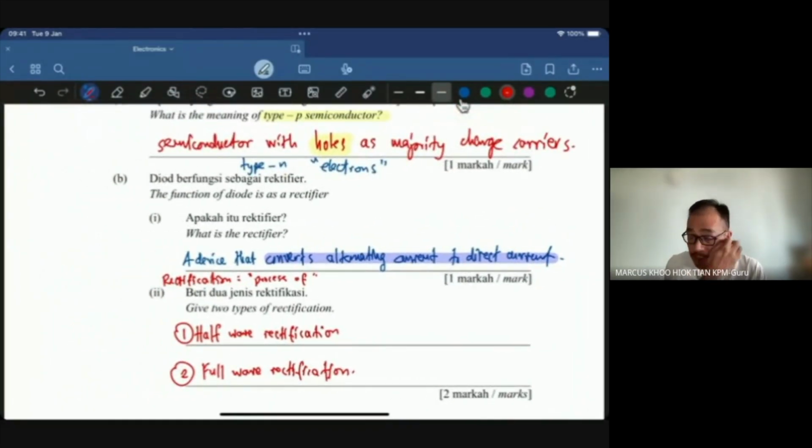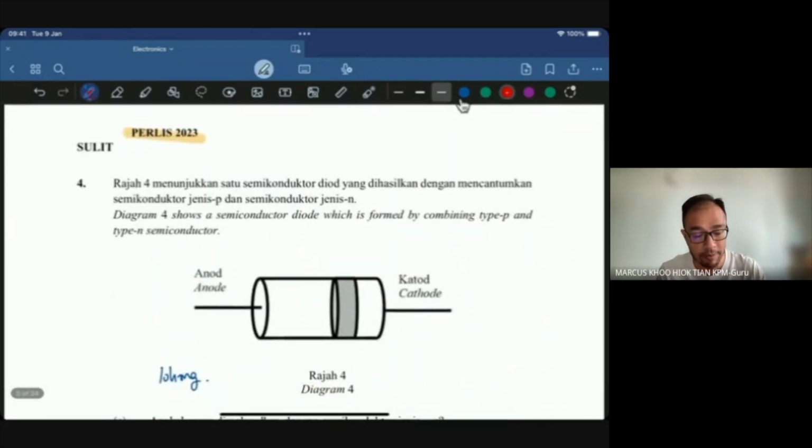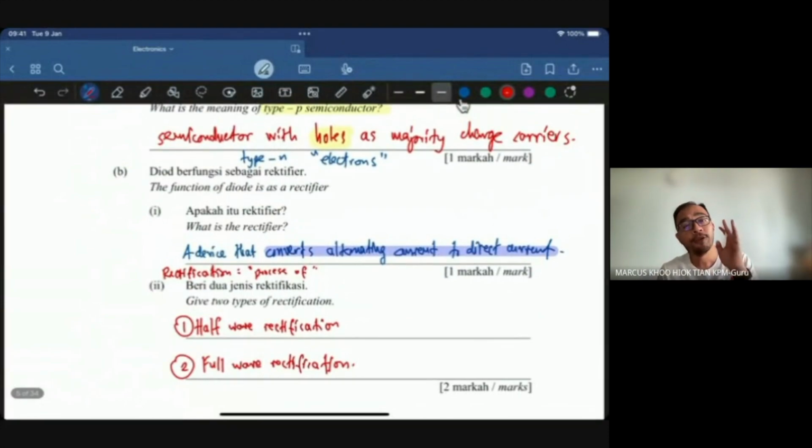Okay, the reason why I say that this Perlis question is a little bit interesting is because they allocate 4 marks out of, this is question number 4. Out of 9 marks, 4 marks is allocated for facts. Facts that if you don't know means you don't know, which is a bit strange lah, okay? This is a little bit out of the way.